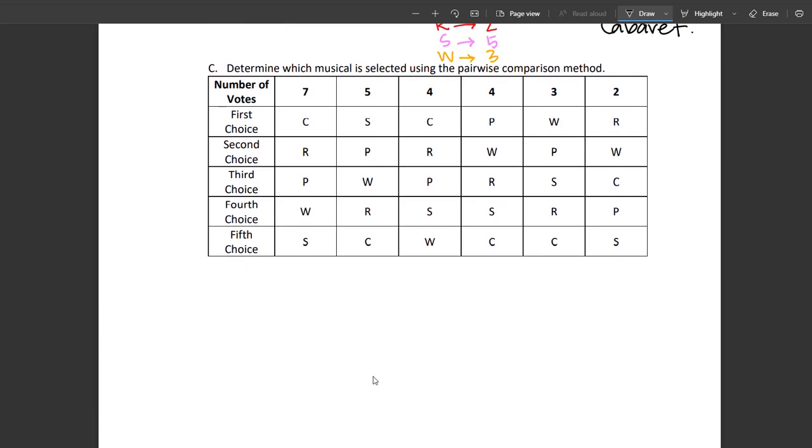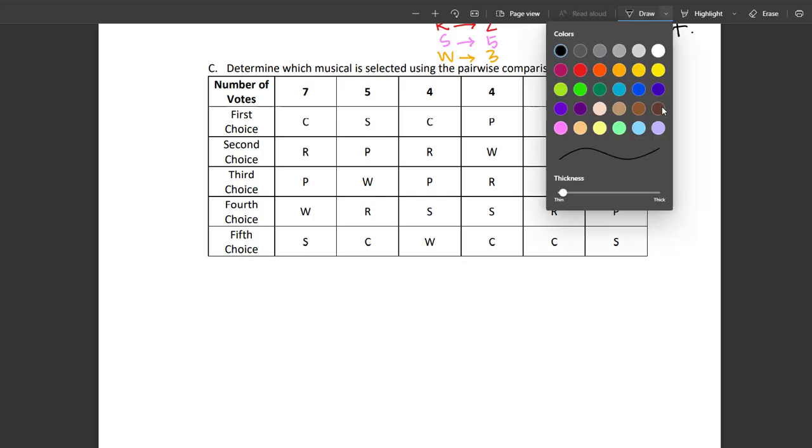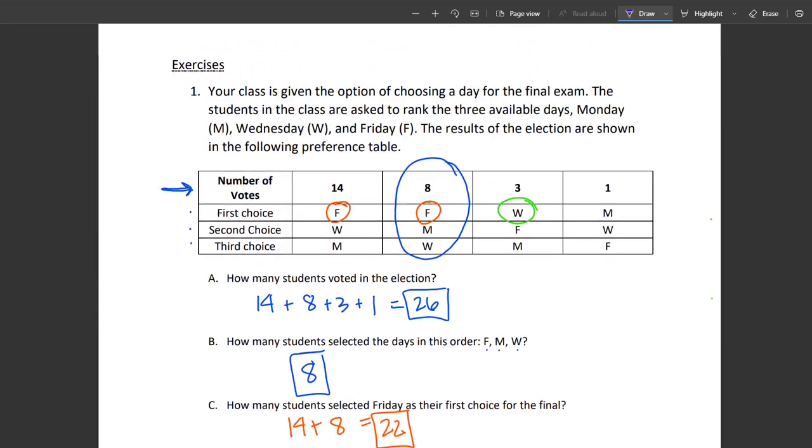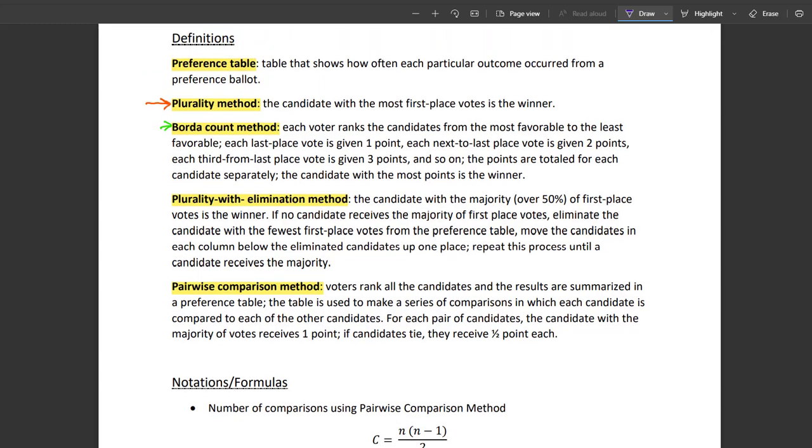Alright, the next one, we are going to determine which musical is selected using the pairwise comparison method. The pairwise comparison method says that the voters rank all the candidates and the results are summarized in a preference table. The table is used to make a series of comparisons in which each candidate is compared to each of the other candidates. For each pair of candidates, the candidate with the majority of the votes receives 1 point. If they tie, they receive half a point each.